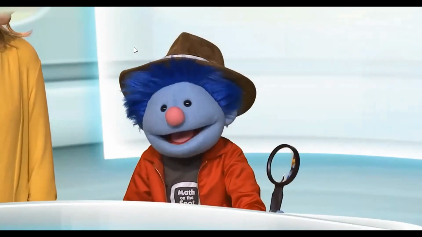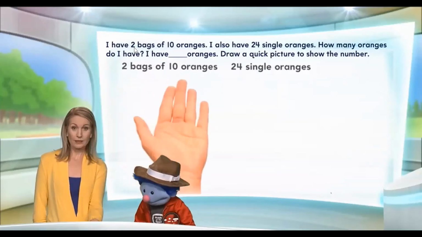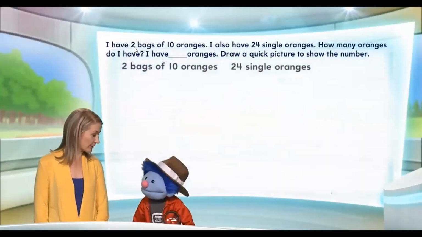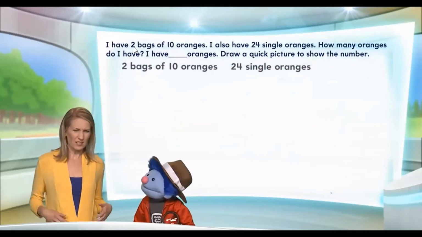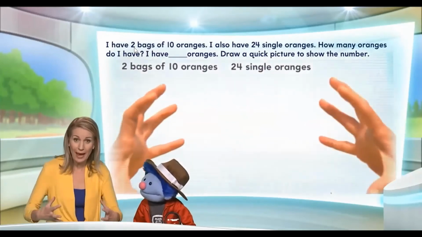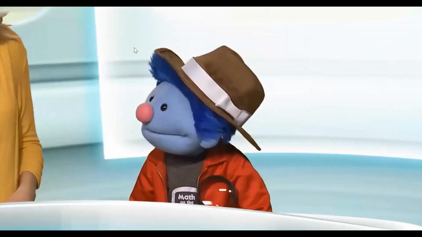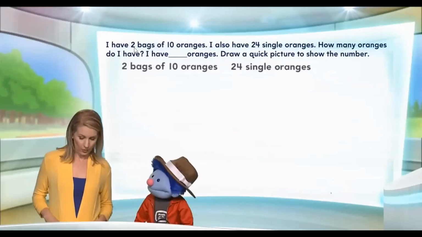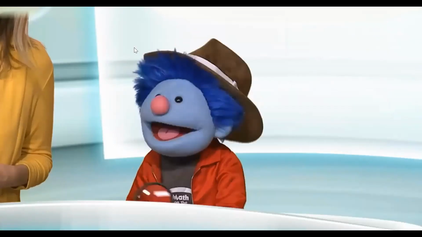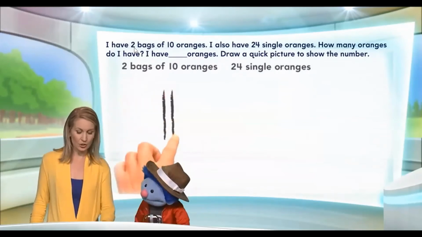That's the mystery. Okay, so what we have here is 2 bags of 10 oranges and 24 single oranges. Now, what does it mean to have 2 bags of 10 oranges? That means we have 2 bags, and in each bag there are 10 oranges. That's right. So, isn't that the same as saying 2 tens? Yes, it is. There it is. 2 tens!